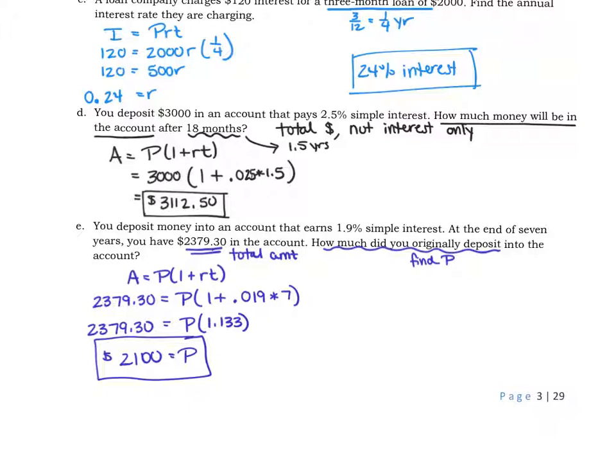And then last but not least for question E, at the end of 7 years, you have a total again of $2,379.30. That is the value of A in the total amount in the account formula. We want to know how much you originally deposited, so that means we're looking for P. The interest rate is 1.9%, so 0.019 as a decimal, and our time is 7 years. Doing the calculation in the parentheses, you get 1.133, and dividing both sides by that, you will come up with an original amount of $2,100.